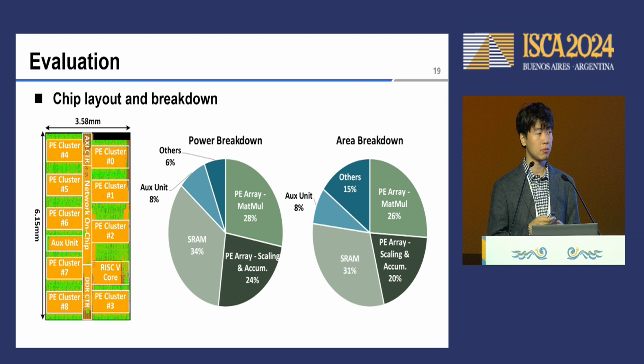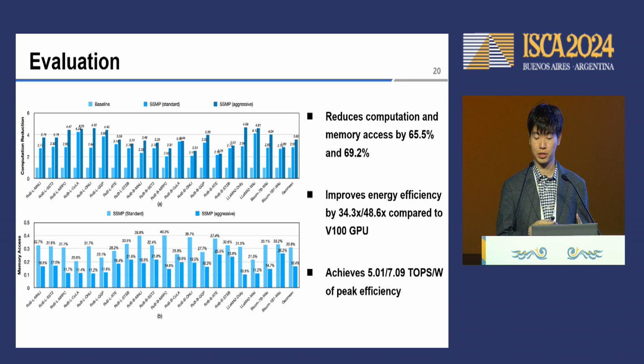And this slide shows the chip layout and the breakdown. The chip takes an area of 22.02 square millimeters, and the PE array consumes most of the area, with 26% for matrix multiplication and about 1/5 for the scaling accumulation. This breakdown is similar to the power one, where the PE array is also the biggest consumer. And we test the computation and memory footprint reduction on the aforementioned models and tasks. And these 2 charts show the evaluation results.